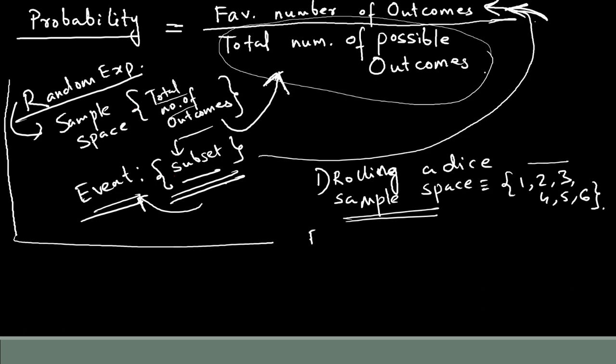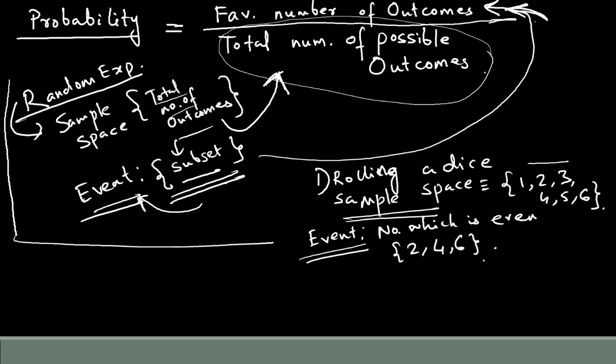Now your event is a number which is even. What is the favorable number of outcomes for this event? It is 2, 4, 6. So this set is your favorable set, and this is your sample space. Now what will be the probability? Let's say this event is E. What will be the probability for this event E to happen?